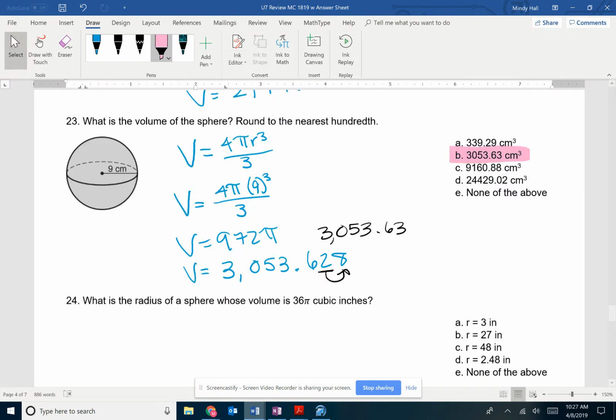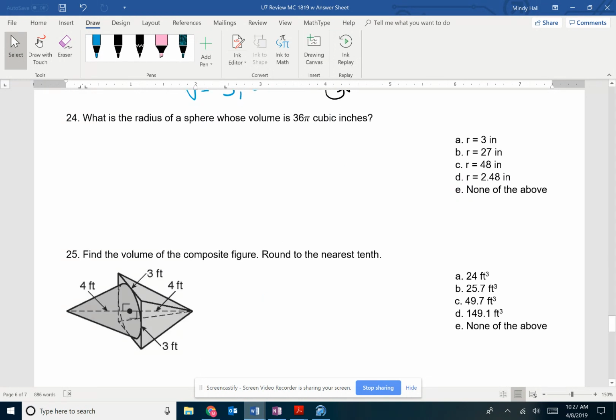For number 24, almost done, we want to know what is the radius of a sphere whose volume is 36 pi. So again, volume is 4 times pi times r cubed divided by 3. So we are actually looking for, this is unusual, the radius, and we are given the volume. So we can still fill in and solve an equation with the information we have. So instead of plugging in for r, we're going to replace that v with 36 pi.